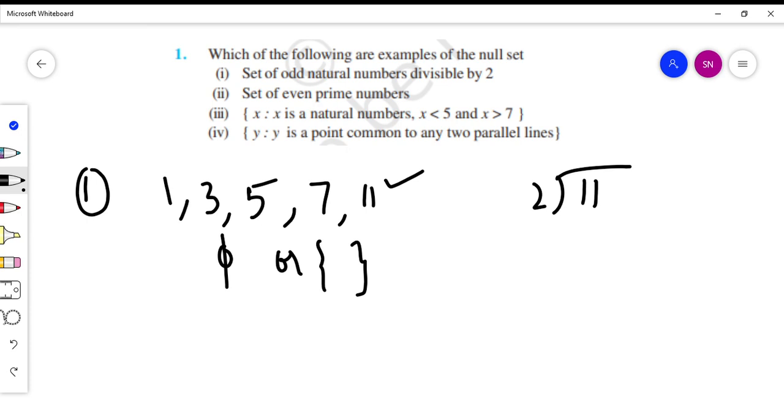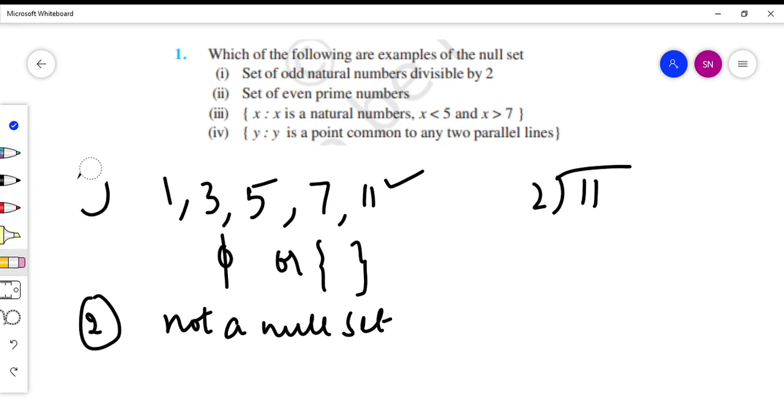Next I have the second one. Yes, set of even prime numbers. We know that 2 is the only even prime number. So therefore, the second one is not a null set. Not a null set because 2 is the only even prime number. We come to the third one.